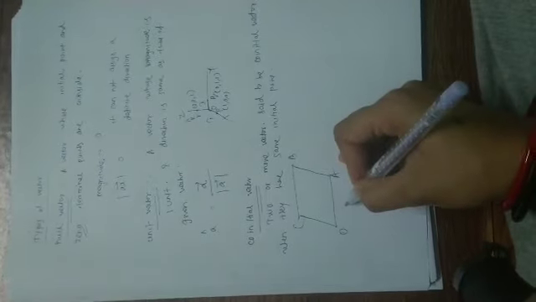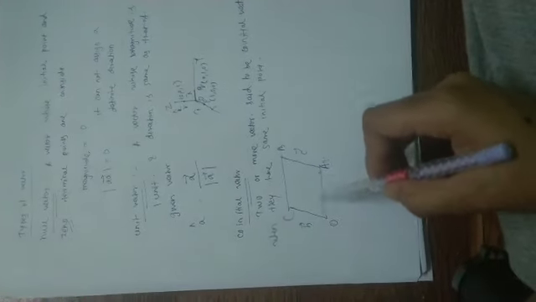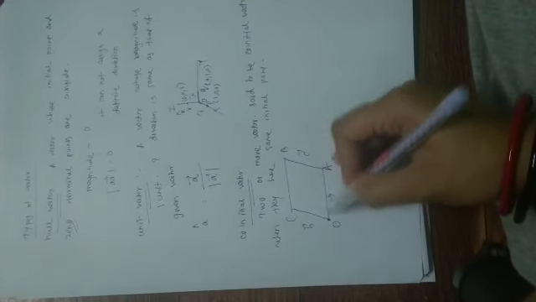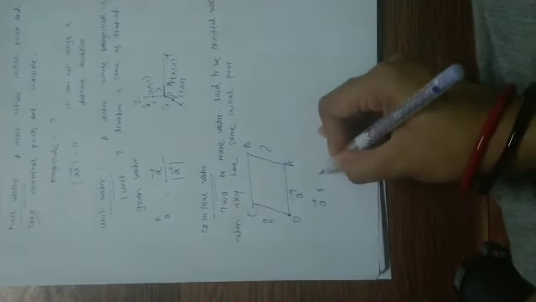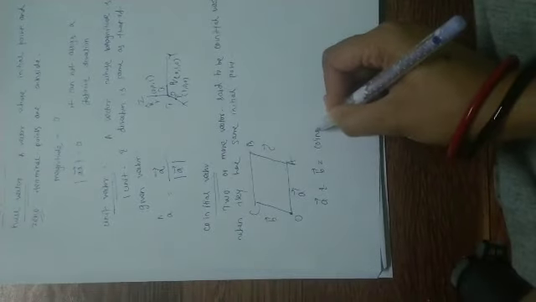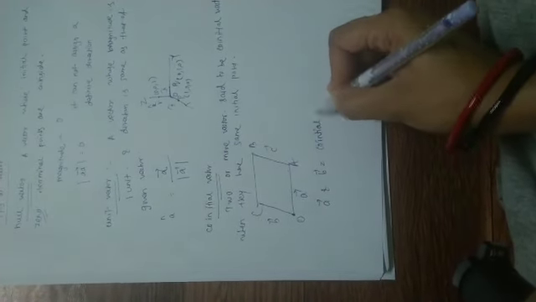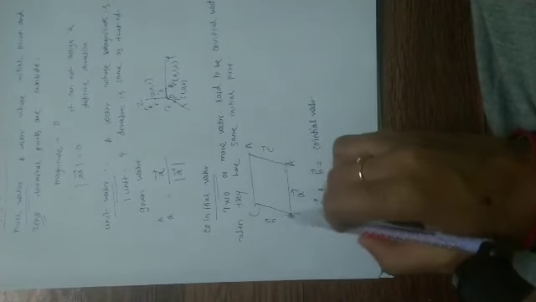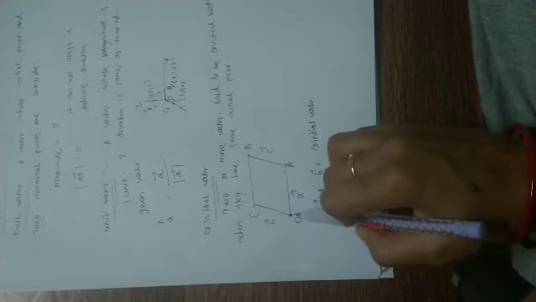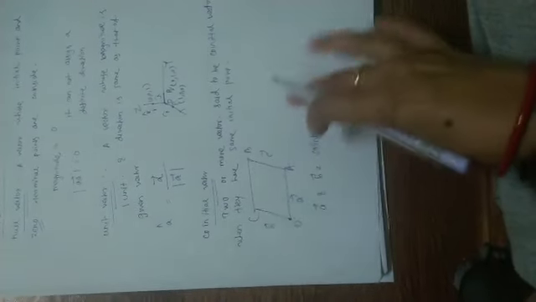Suppose we take a parallelogram O, A, B and C. This is A vector, this is B vector, this is C vector. A vector and B vector have the same initial point. So A vector and B vector are co-initial vectors, because the initial point of the OA vector and the OC vector is O. That's why these are co-initial vectors.